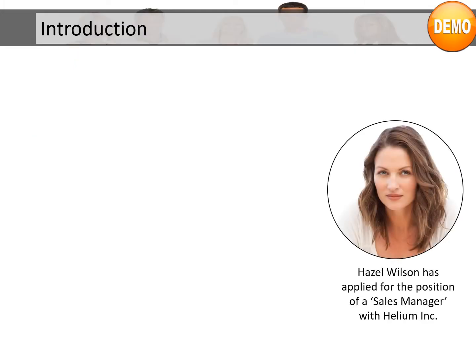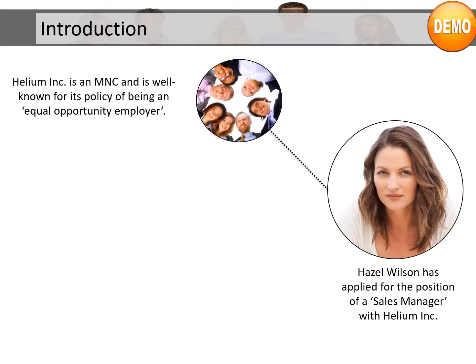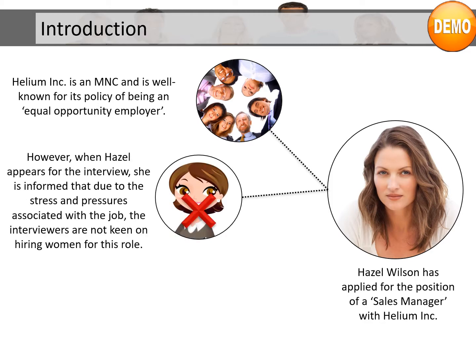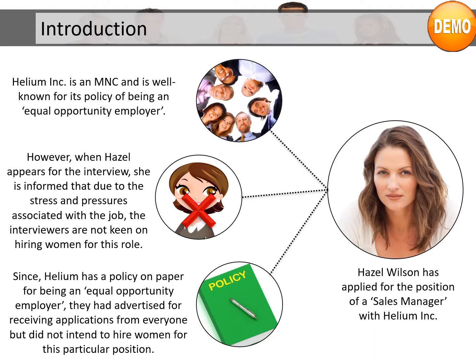Hazel Wilson has applied for the position of a sales manager with Helium Inc. Helium Inc. is an MNC and is well known for its policy of being an equal opportunity employer. However, when Hazel appears for the interview, she is informed that due to the stress and pressures associated with the job, the interviewers are not keen on hiring women for this role. Since Helium has a policy on paper for being an equal opportunity employer, they had advertised for receiving applications from everyone, but did not intend to hire women for this particular position.